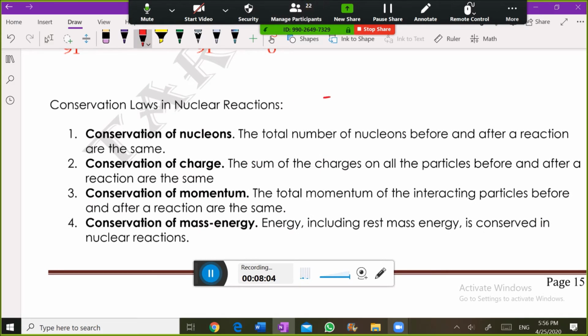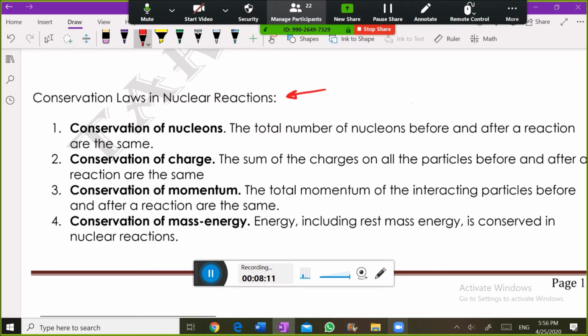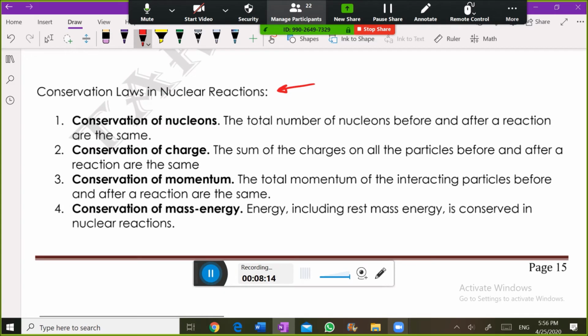Now, this is an important thing. This is the new thing that we have to discuss today. Conservation laws in nuclear reactions. First one, conservation of nucleons, conservation of charge. Conservation of nucleons, guys, means conservation of mass number, because the number of nucleons must be conserved. Conservation of charge means that proton number, or atomic number, is conserved.